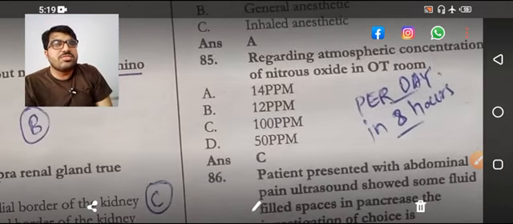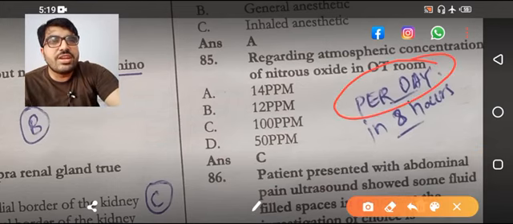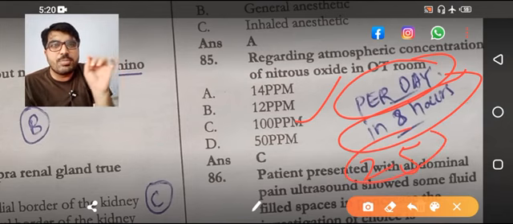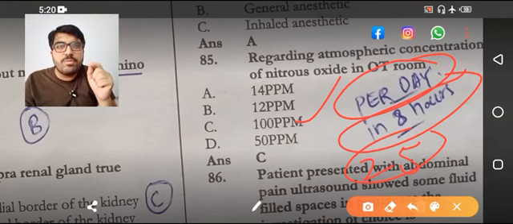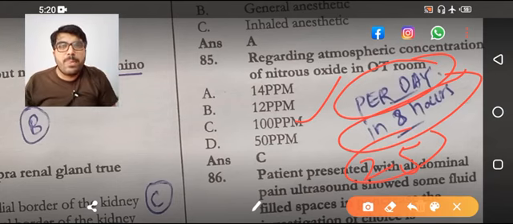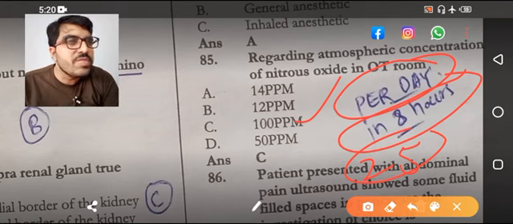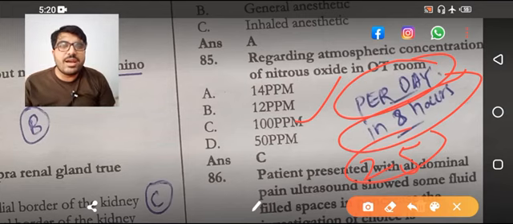Regarding atmospheric concentration of nitrous oxide in the OT room: if they ask per 24 hours, the answer is 100. If they ask in 8 hours, the answer is 25. But if the timing is not mentioned, focus on the stem in the exam. This is the most wrong thing we do in the exam: we have preoccupied our mind with the wrong answers. So come out from that, manipulate learning. So per day 100, in 8 hours 25. If per day or per 8 hours is not mentioned, the answer is 100 parts per million.